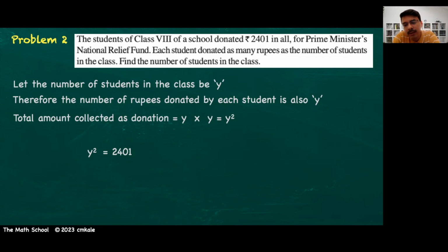Also, look at the problem. The problem is asking you to find the number of students. So can the number of students be in decimals? No, which means that 2401 should be a perfect square, such that you will not get an answer in decimals, because the number of students cannot be in decimals. Which means that 2401 is a perfect square.